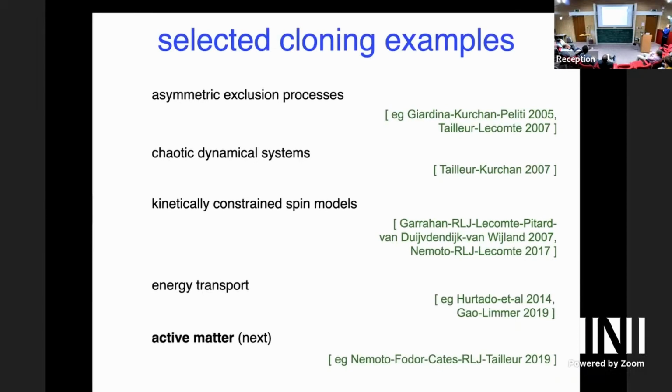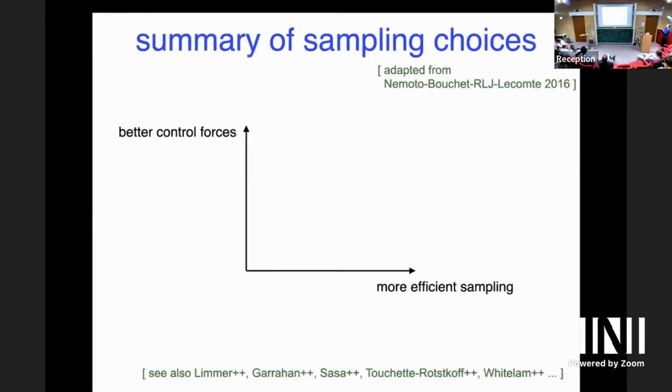But first I want to show something. I guess most of you didn't get all the details of what happened. But how should we think about this business now? This is my picture of what decisions we have to make when we want to do sampling, and it's adapted from this paper with Takahiro, which was one of the papers where we said, oh, it's a good idea to put control forces and cloning or TPS together. So the idea of putting those 2 things together.